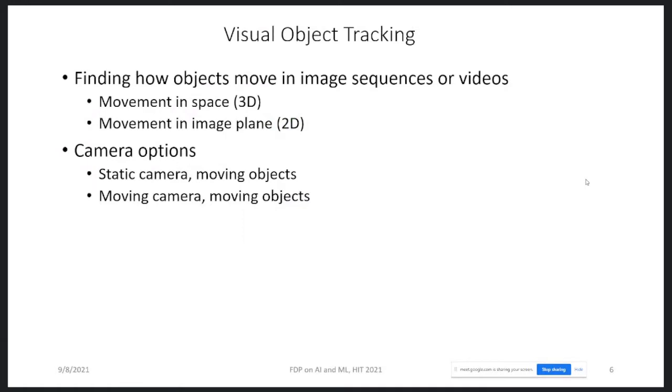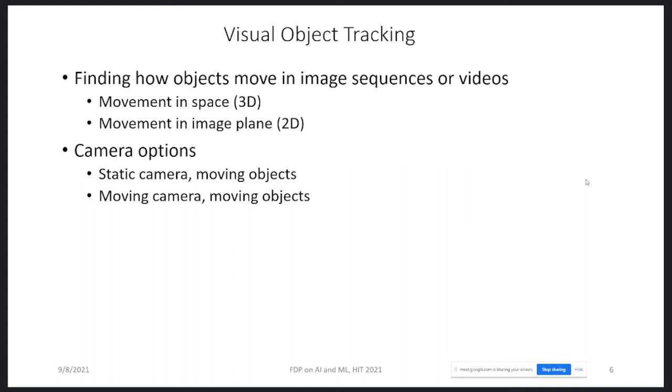Now, we initialized the talk on detection and learning, and then let's see how it works when we talk about objects which are moving. We need to detect those objects in each and every frame so that we can track them. Now, finding how objects move in image sequences or videos, it can be in three-dimensional space, like an aircraft is moving or flying, or movement in the image plane. Also, you capture the video of the aircraft moving, but when you see it on a computer screen, you see it's moving in the image plane.